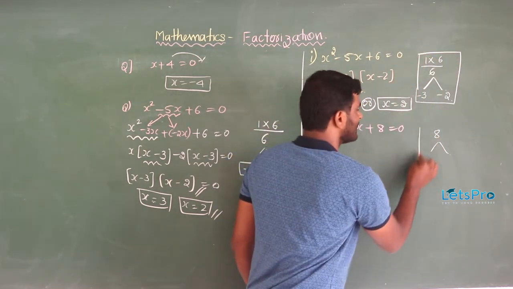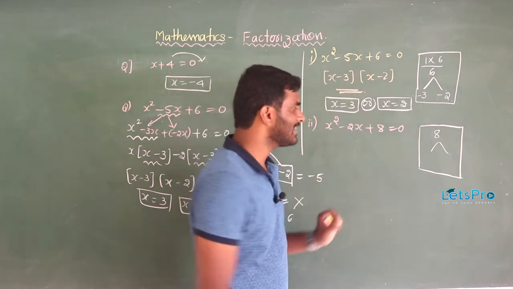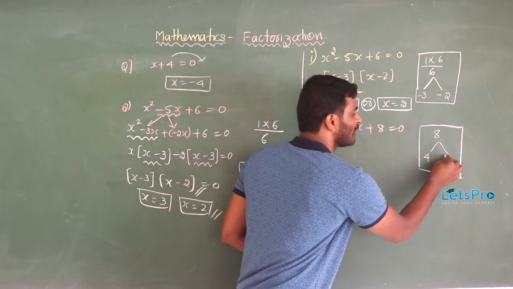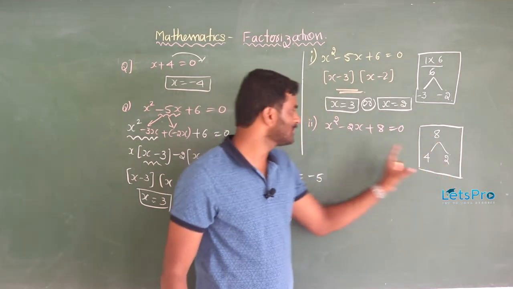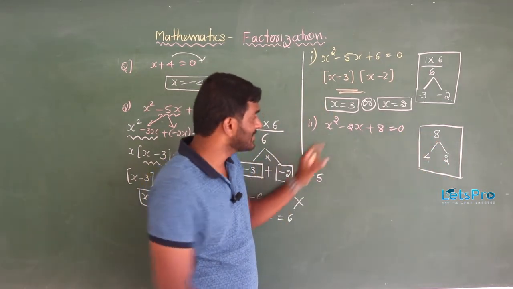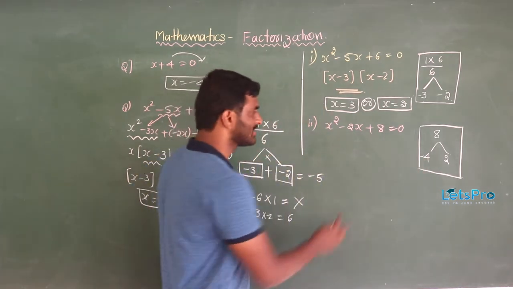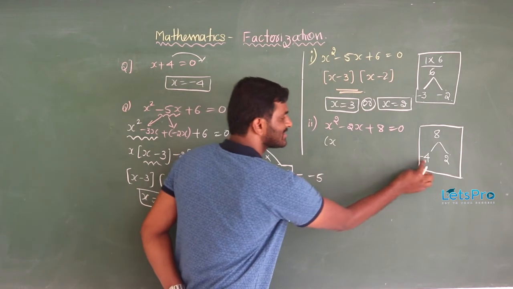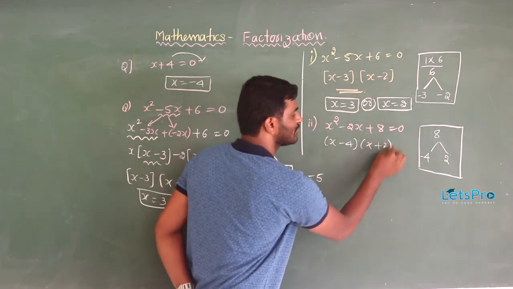In this case, we need to take two numbers. Two numbers whose product is 8, two factors we have to write: 4 into 2, exactly 8. If I subtract 4 and 2, we'll get minus 2. But there is a minus, so that minus we need to put on the greater number. Hence, the factors are x minus 4 and x plus 2.